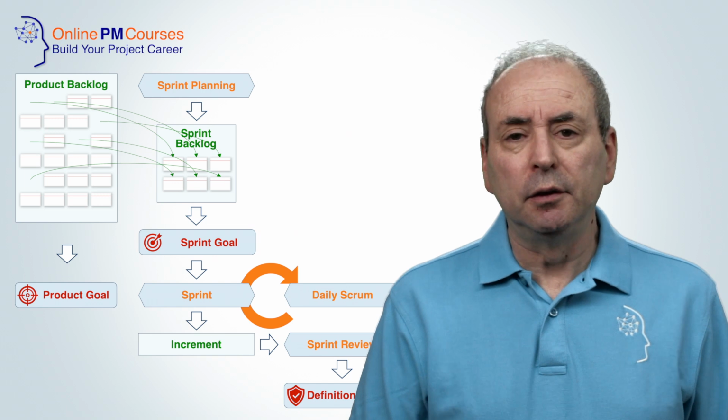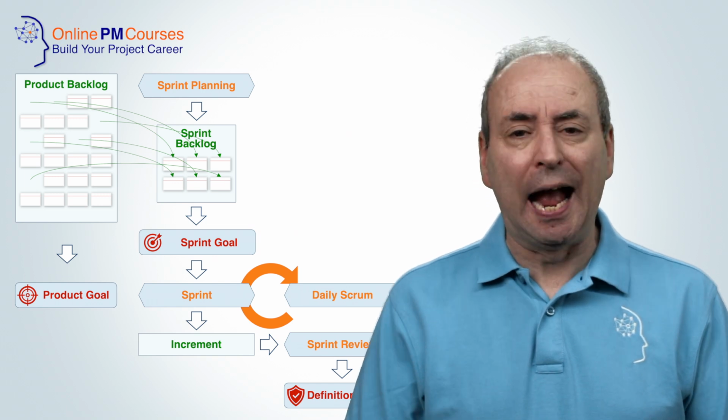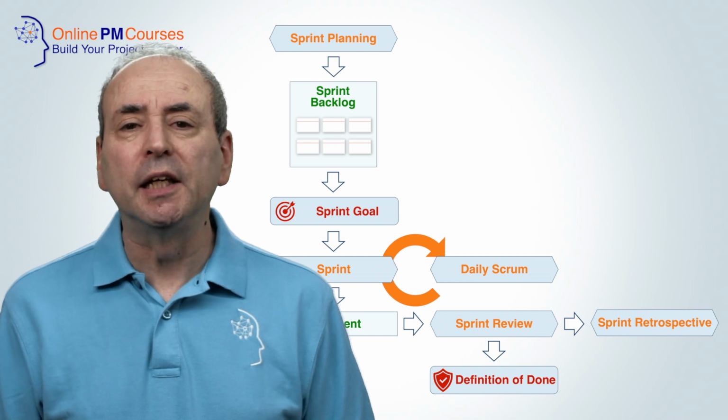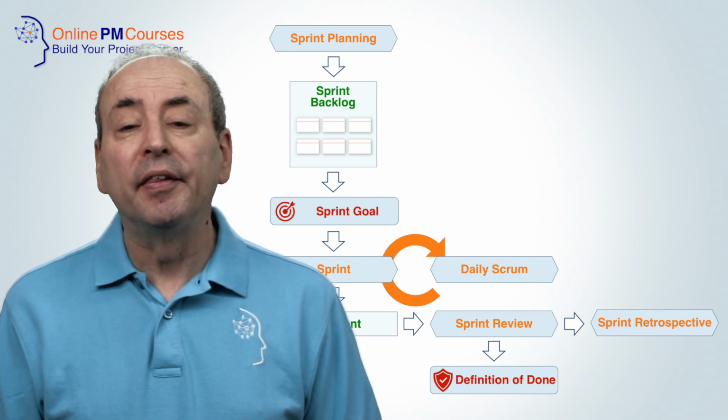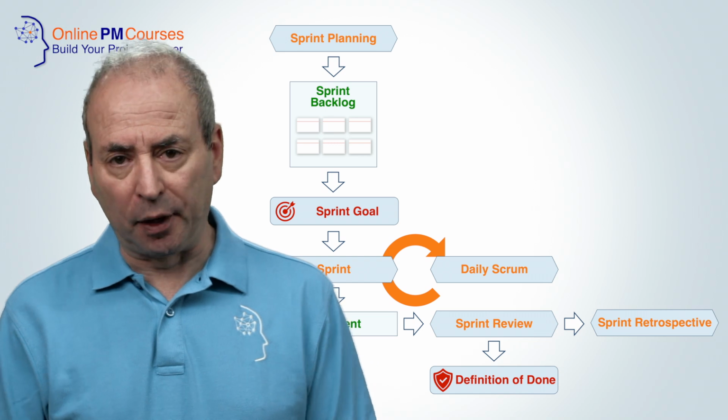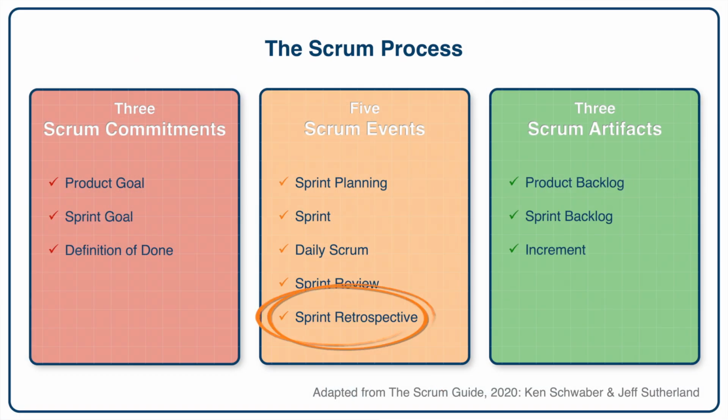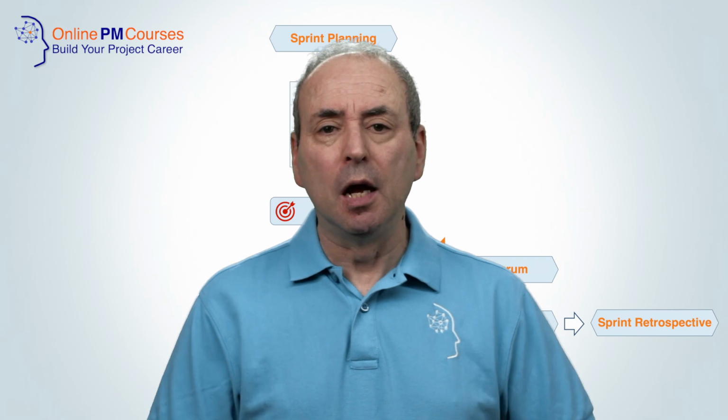Typically, sprint reviews are time-boxed at around an hour. Once the Scrum team has delivered their increment, they will meet to discuss their work together. This is the fifth Scrum event, and it's called a sprint retrospective. Sprint retrospectives involve the whole Scrum team, but only the Scrum team.